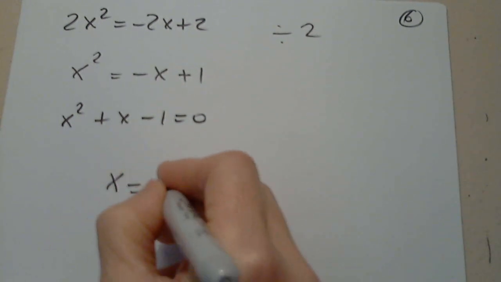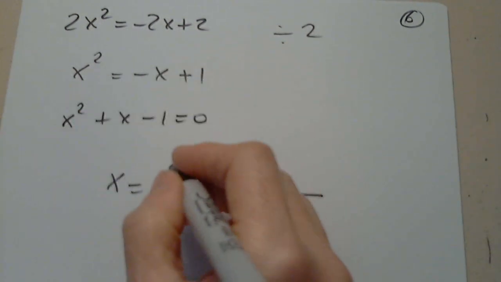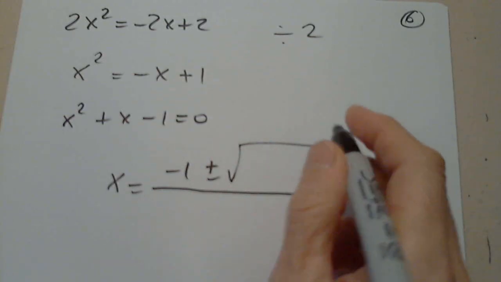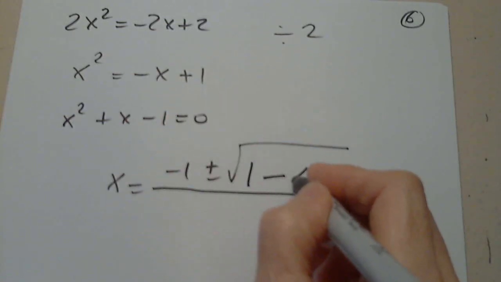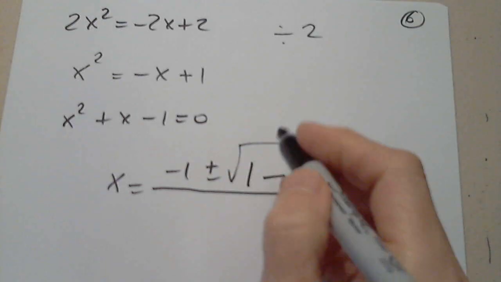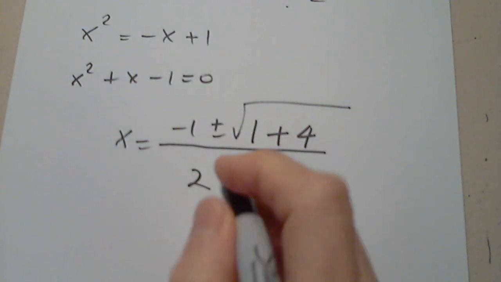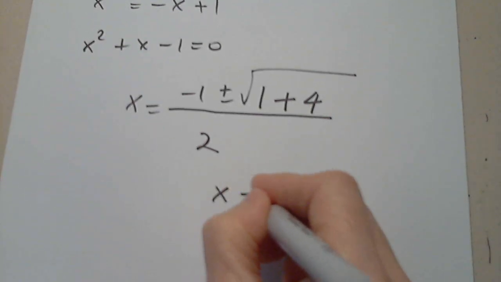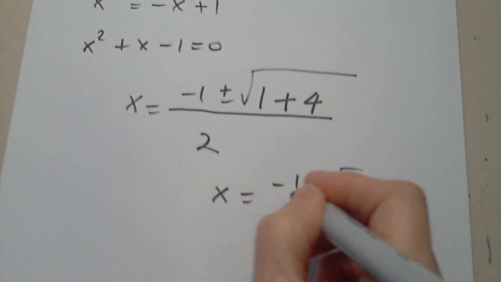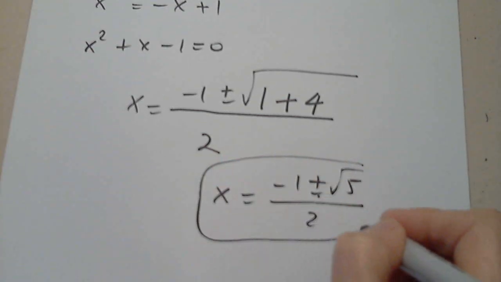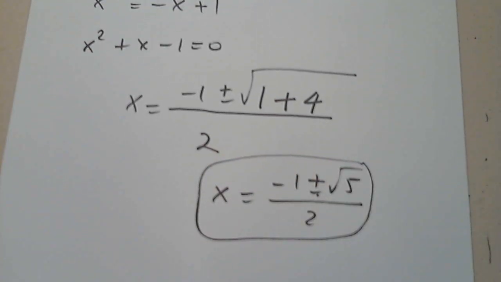And now the quadratic formula. Negative b plus or minus the square root of b squared minus 4 times a times c, over 2a. There are two negatives in there. And that's it. X equals negative 1 plus or minus the square root of 5, over 2. There is nothing else you can do here. Good. Two more.